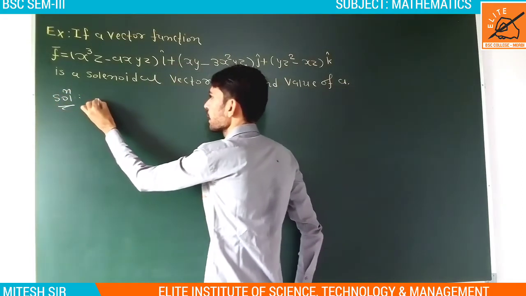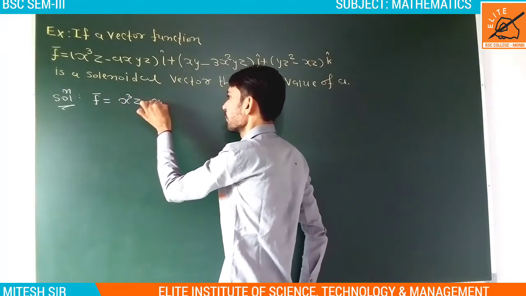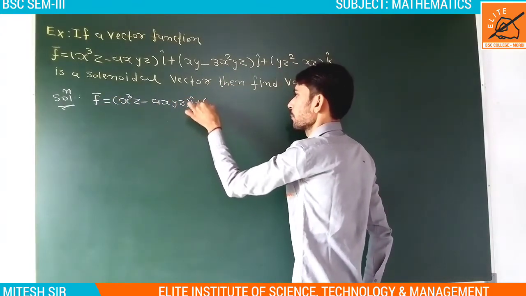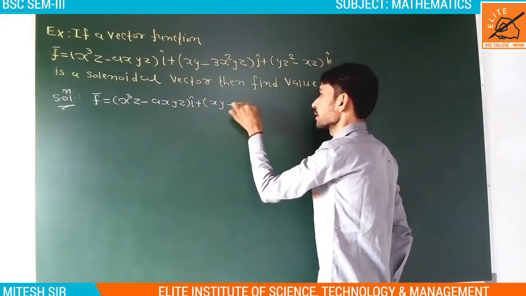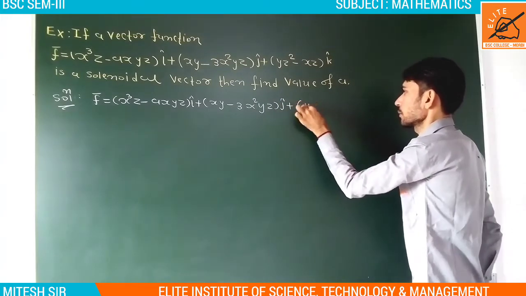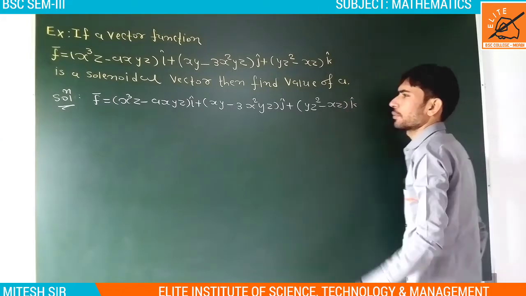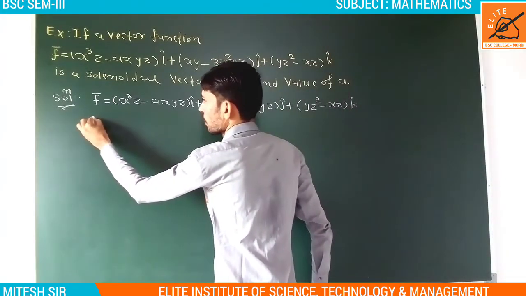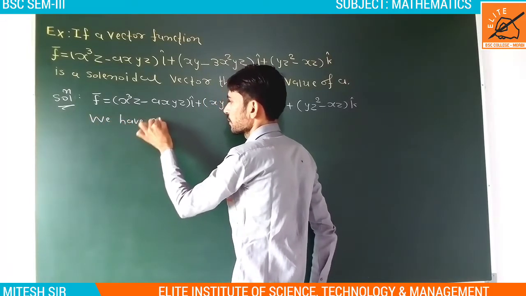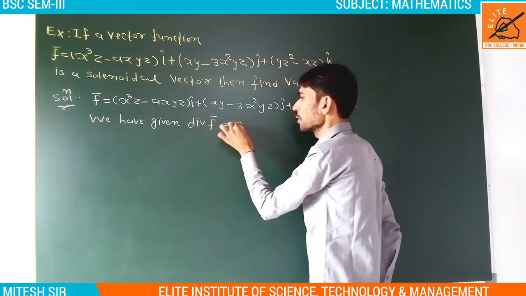So first of all, here we write our vector function f bar. We have given (x cube z minus axyz) i cap plus (xy minus 3x square yz) j cap plus (yz square minus xz) k cap. Now we have given divergence f bar is equal to 0.